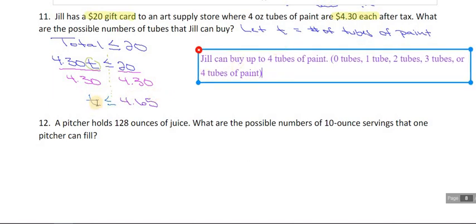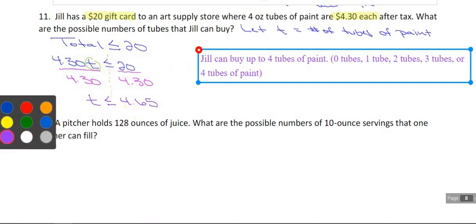So T, the tubes of paint, is less than or equal to 4.65. We can't round it up because rounding up to 5 will take us over the $20. So it's got to be less than, so we have to automatically round down, and she's only going to be buying whole numbers of tubes of paint.